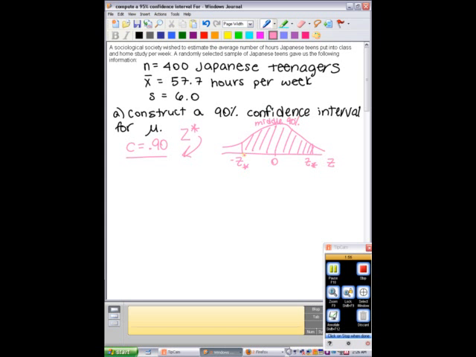So I'm going to figure out the negative z star, and in order to do that I have to use some problem solving. We have the middle 90%. If 90% is shaded, that means there's 10% in the tails. So 10% divided by 2 is 5% in each of the tails. Here I have 5%, and on the right side I have 5%. You could quickly check: 5 plus 90 plus 5 is 100%.